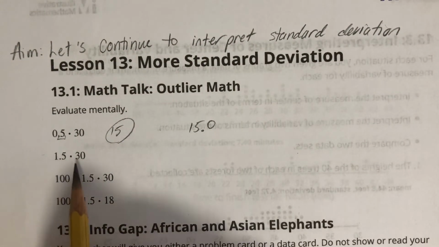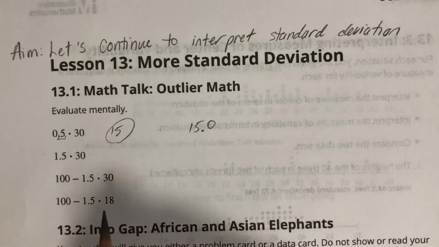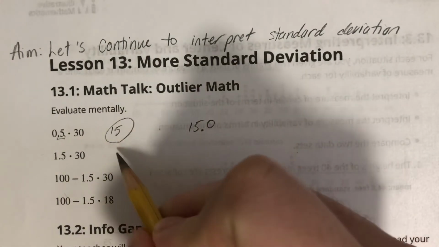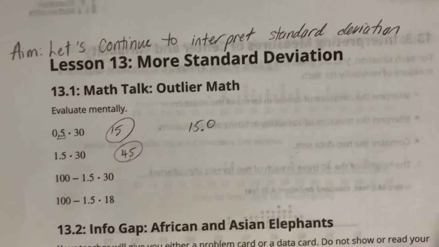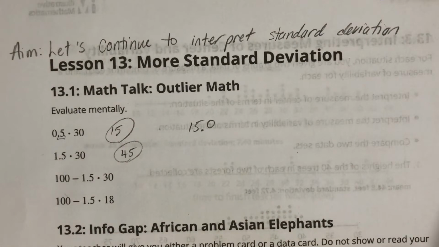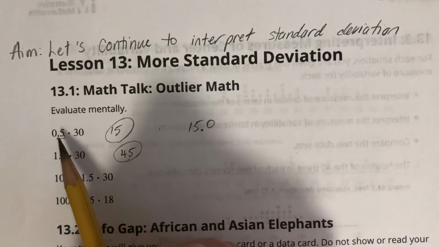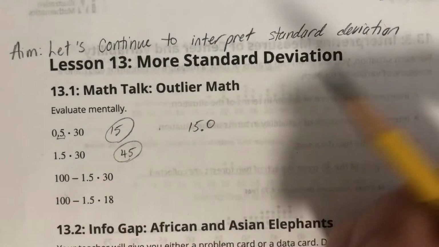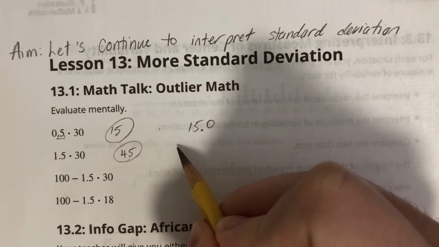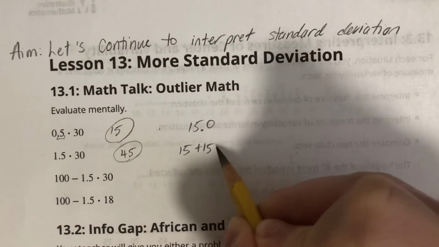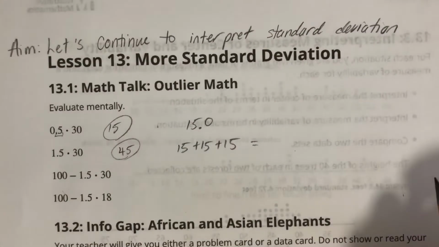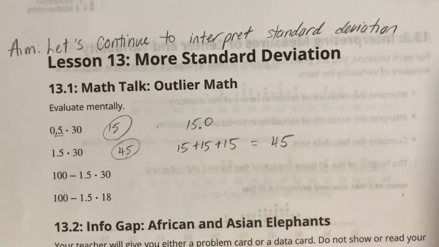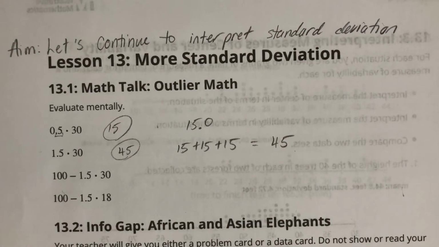Now we've got 1.5 times 30. So I know 1.5 is triple 0.5. So I'm just going to triple my original answer. 3 times 15, which is 45. Another way you could think of it is you could just add them together. You know that you're going to have to add this 3 times. Obviously, that's the same thing as multiplication. But maybe you added it. Maybe you didn't multiply it. 15 plus 15 plus 15, 3/4 of an hour. That's 45 minutes. So that's equal to 45.